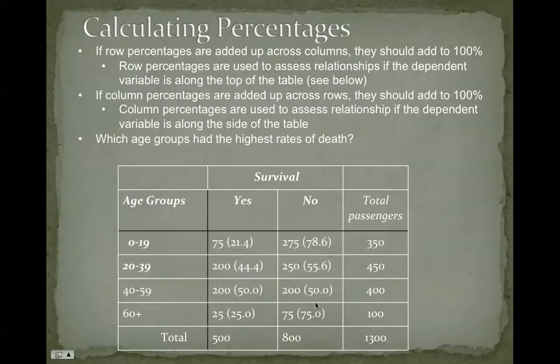And the lowest percentage of death was in the 40 to 59, where only 50% of the people died. And in the 20 to 39 age group, 55.6% of the people died, which is 250 out of 450. So the highest percentages, not really all that surprising, were found in the youngest and in the oldest.